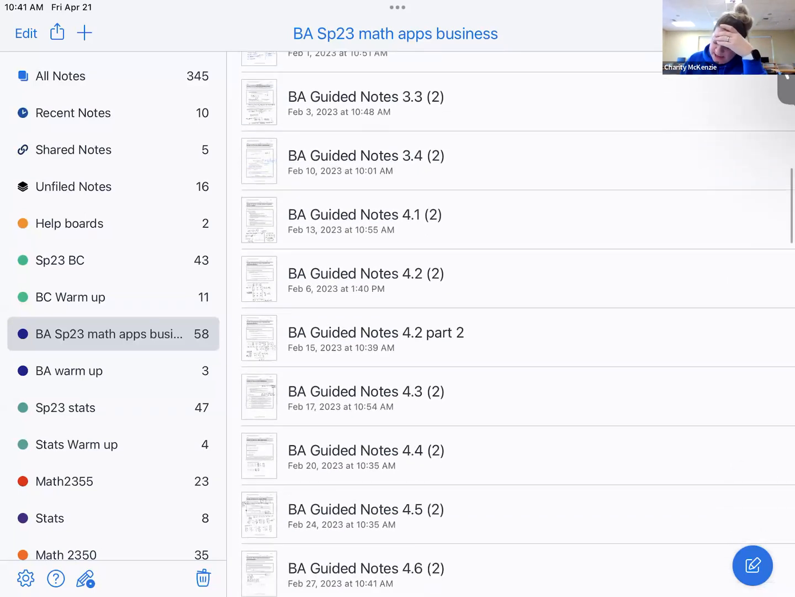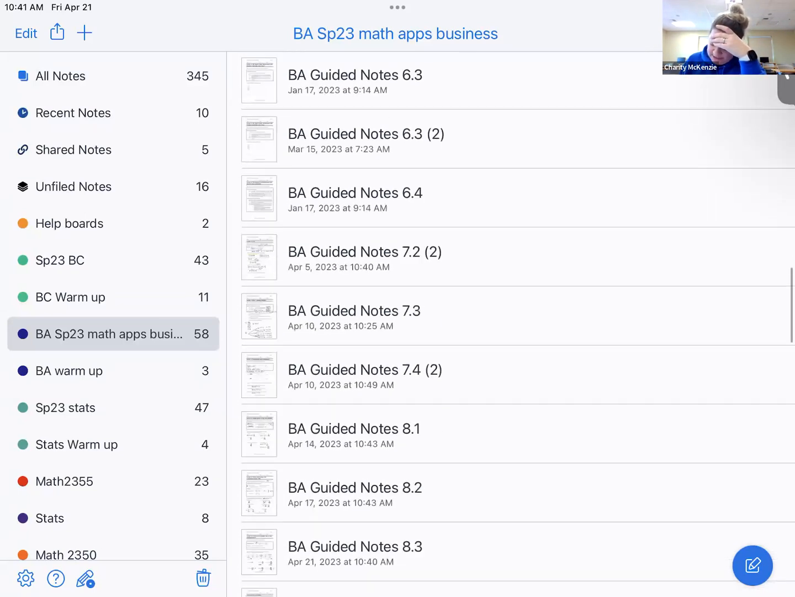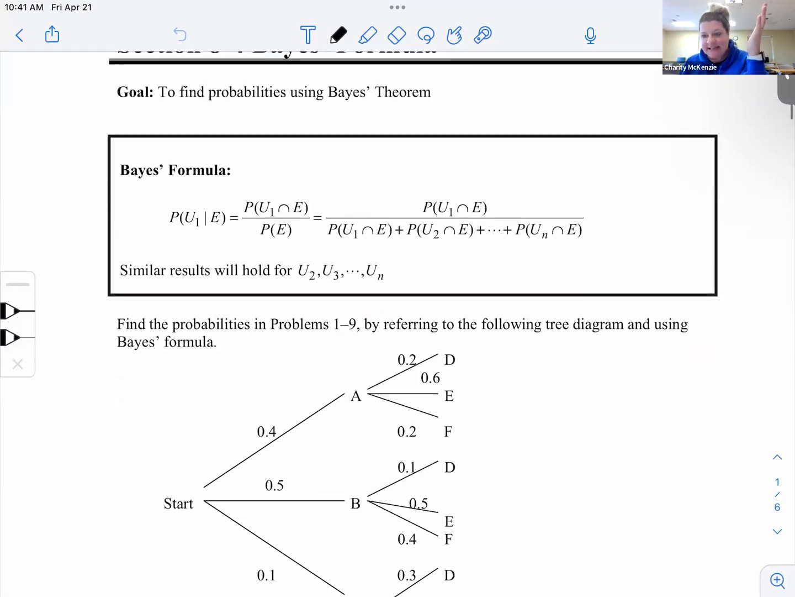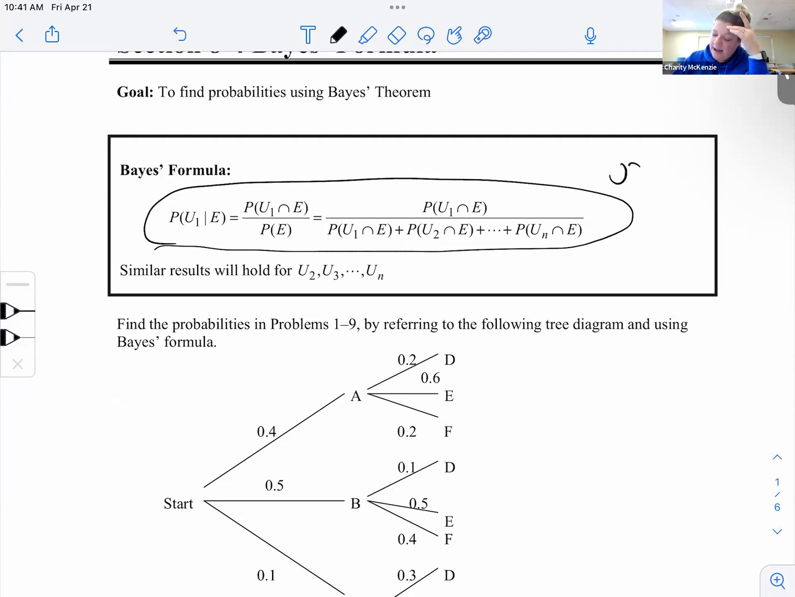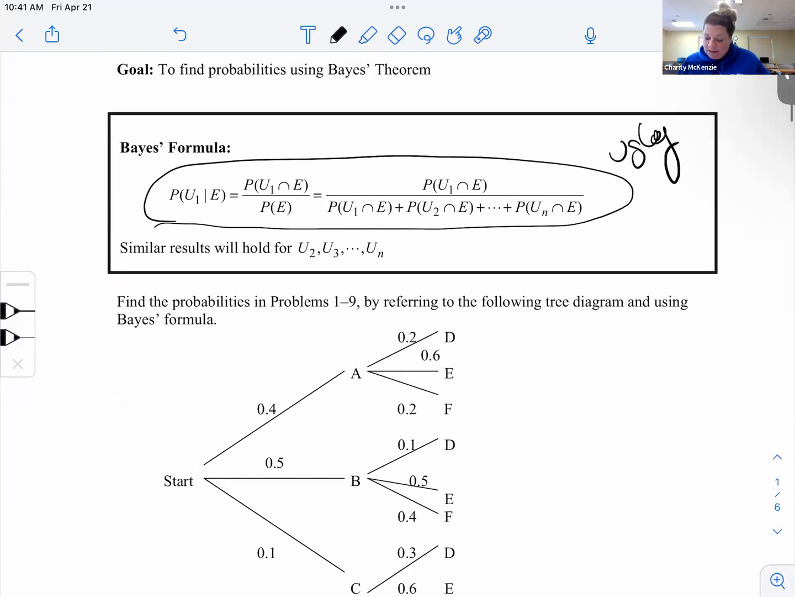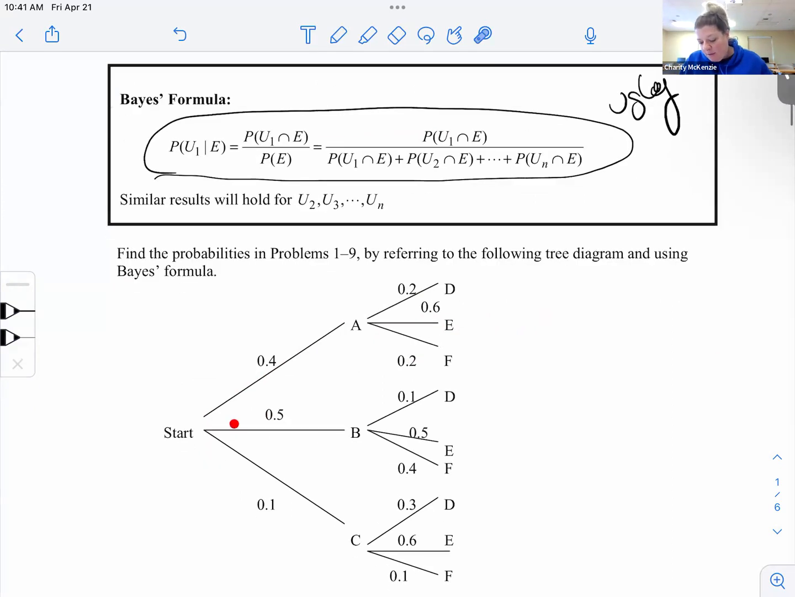So we had 8.3 and 8.4. Now 8.4 is very short and it kind of looks really hideous in the note packet. This is ugly. I really want you to think about, if you set up a tree diagram, you're really going to times your row that you want together, those probabilities. And then if you have more than one row that meets it, then you'll add those together. That's what this is trying to say, and it's super not pretty.